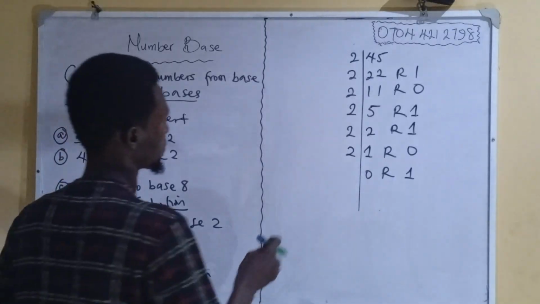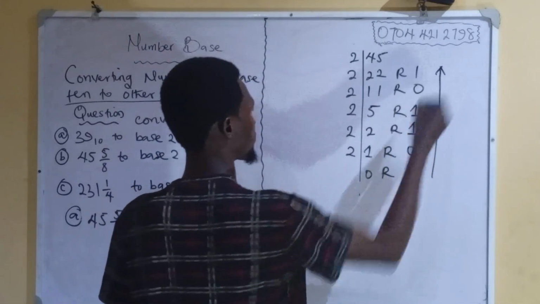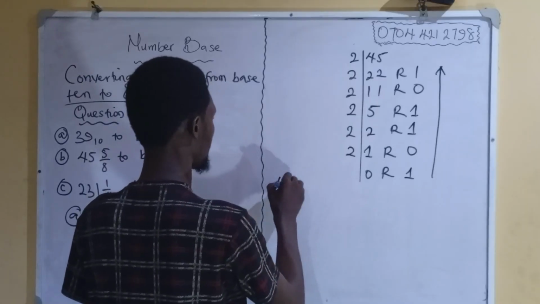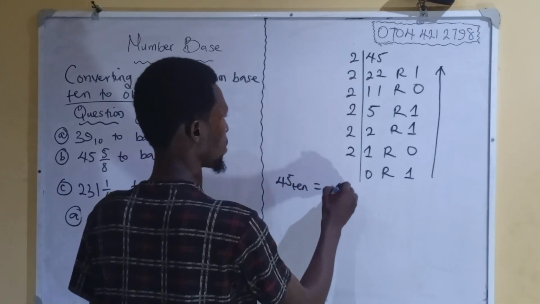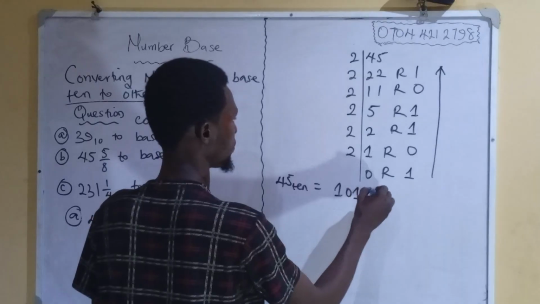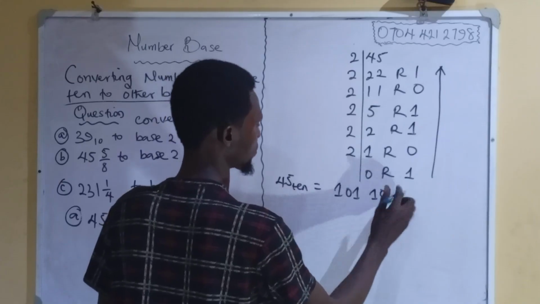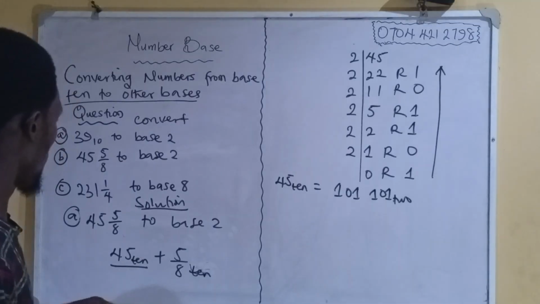So you have it this way. 45 itself equals to base 2. So you are done with the whole number part.